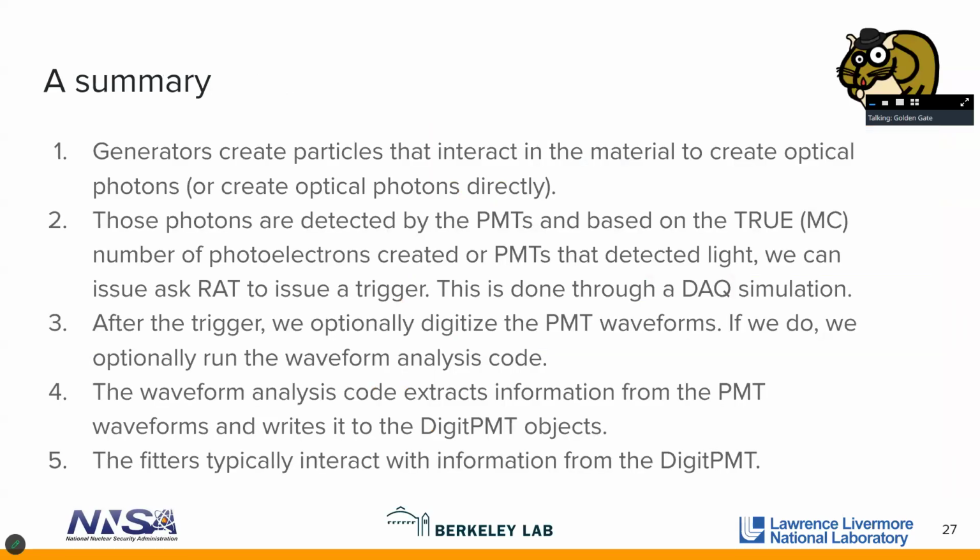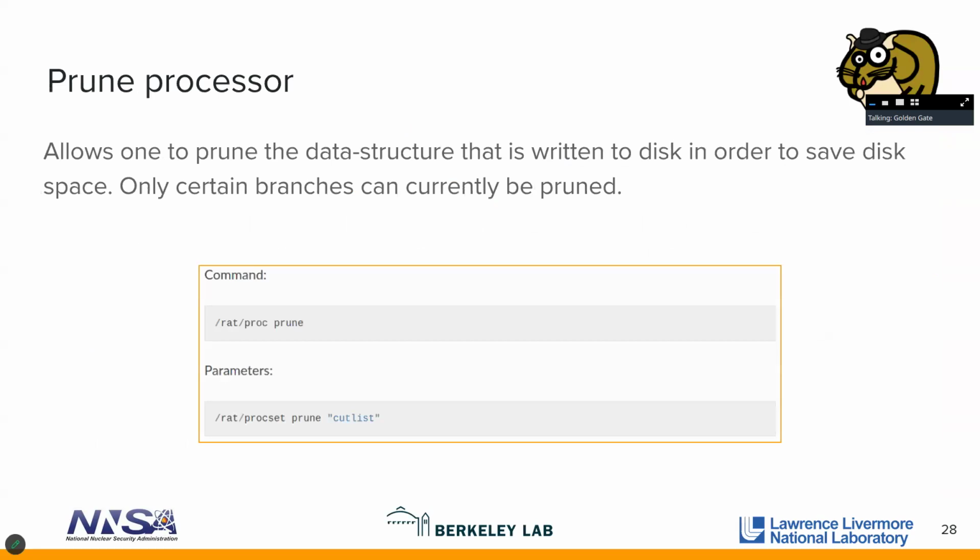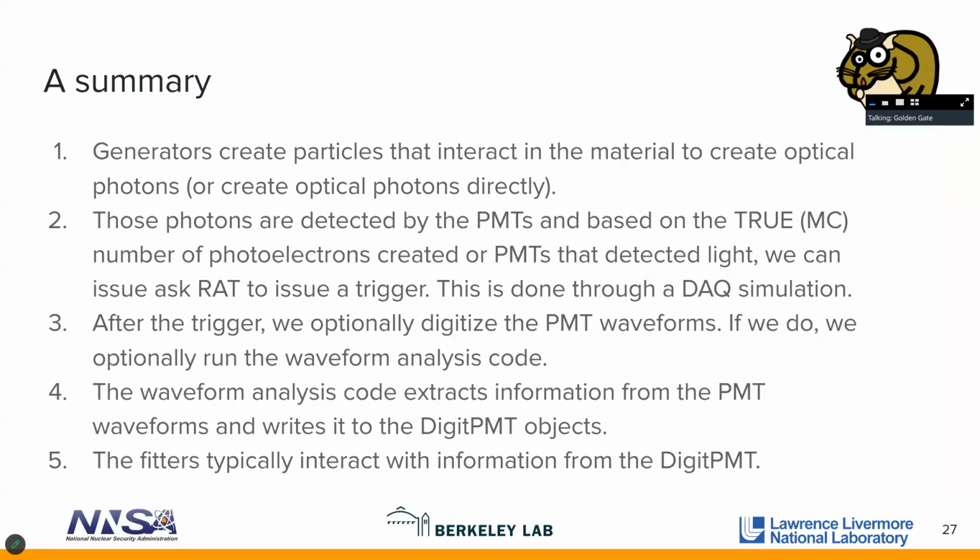Okay, this is a summary of a lot of things that we've talked about, and then I'm going to go into a couple more processors and then how to write a processor, and then I'll be done. So we started today with generators creating particles that then interact in materials. We moved on to how the photons are created and propagated through the detector and how they're detected by PMTs. And then based on the true number of photoelectrons, the detected light, we can ask RAT to issue a trigger, done through the DAC simulation. That's what I just talked about.